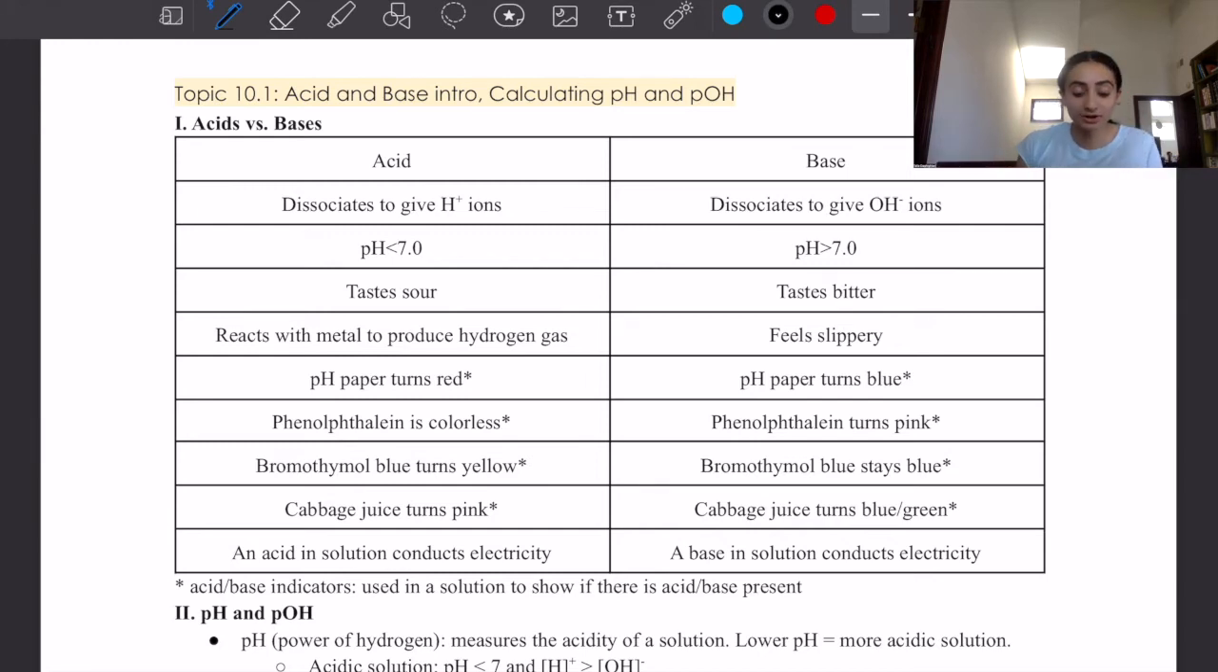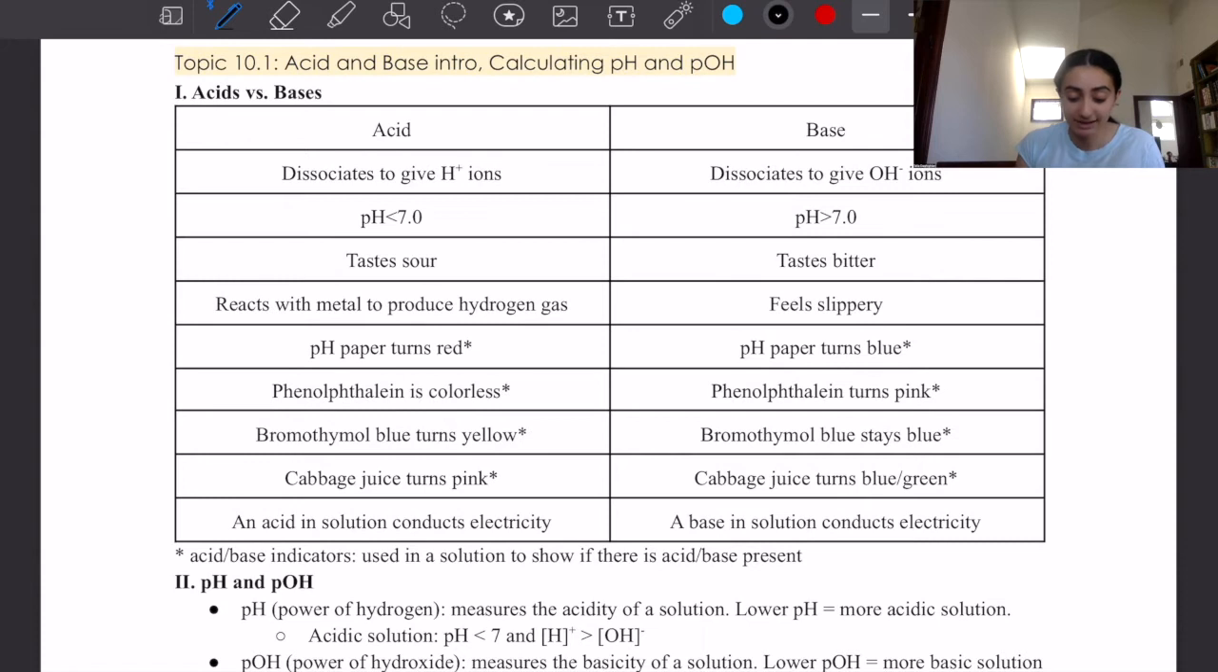Okay, so some critical characteristics about acids and bases. I'm not going to go through all of these, I'm just going to go through the main ones. First, acids dissociate to give H plus ions, and bases dissociate to give OH minus ions. And acids have a pH that's less than 7, and bases have a pH that's greater than 7.